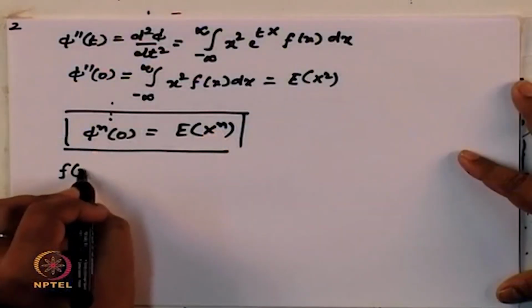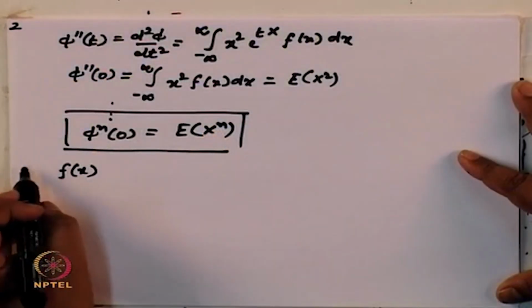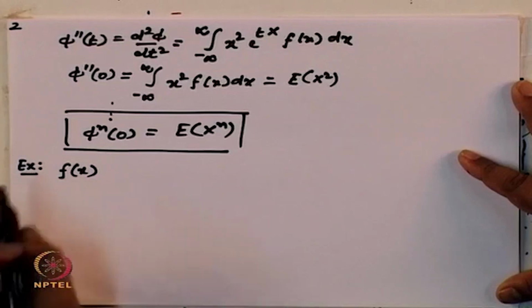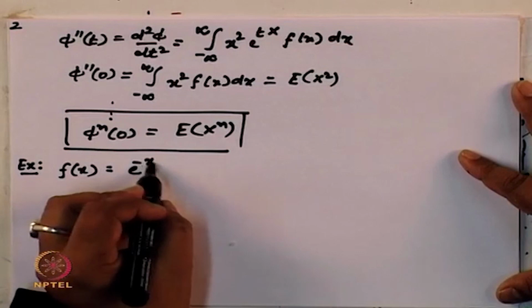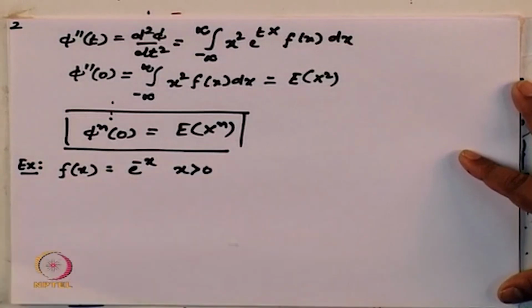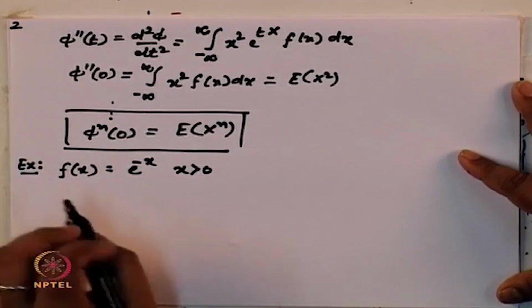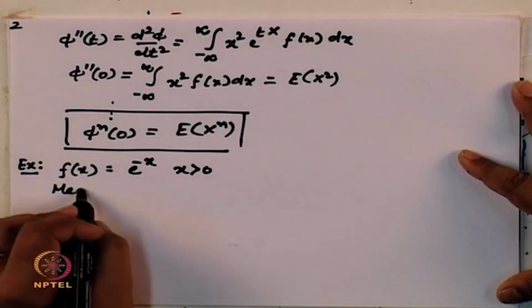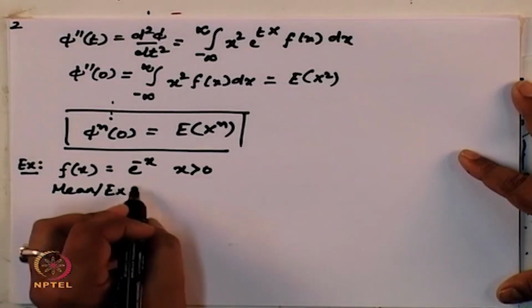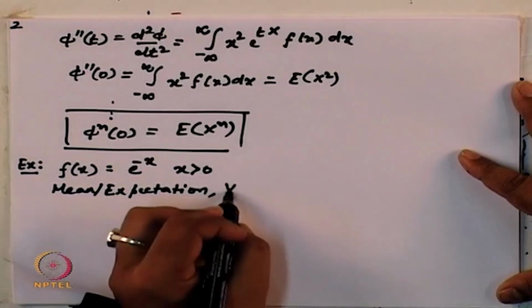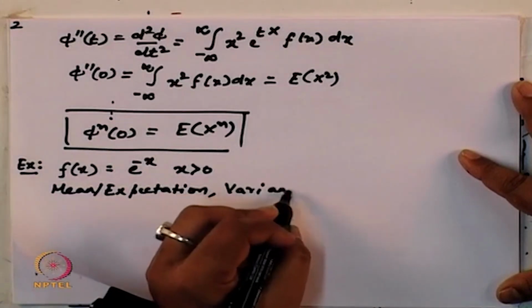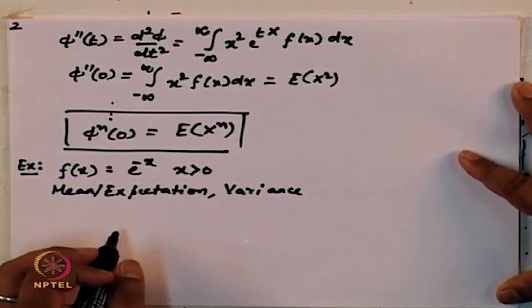So, let us test the following. Let us solve an example to test it. So, imagine you have a probability density function f of x. This is an example, which is given by e to the power minus x for x greater than 0. Okay. I want to calculate the mean or expectation and variance of this population.